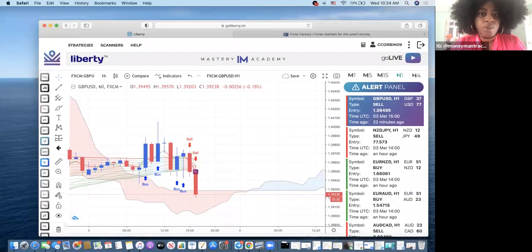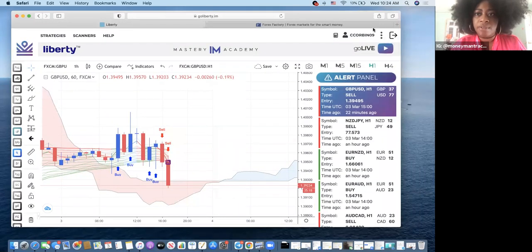So what we're going to do once we log into our Liberty scanner, the cool thing about this scanner and every scanner at IM Academy is that it literally scans the market for you. So the first thing you want to do when you log into your Liberty scanner after you check the news is on your right panel, directly under the Go Live button, you want to change it to M15, right?